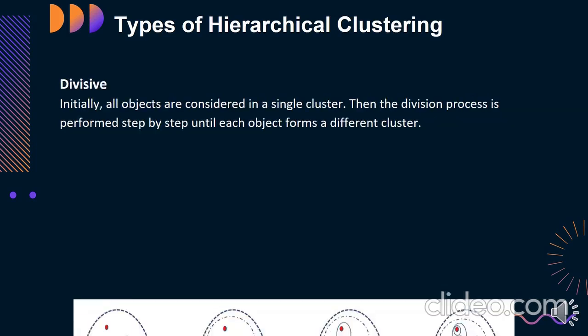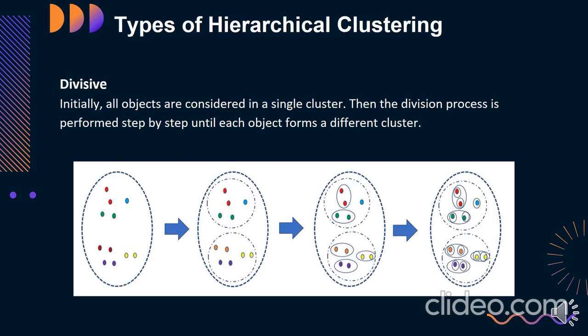The divisive method is the opposite of the agglomerative method. Initially, all objects are considered in a single cluster, then the division process is performed step by step until each object forms a different cluster. The cluster division or splitting procedure is carried out according to some principles that maximize distance between neighboring objects in the cluster.